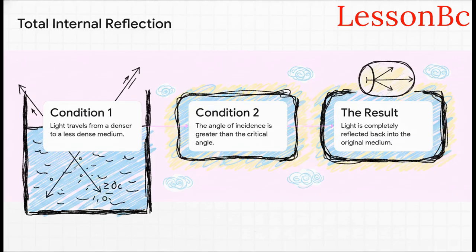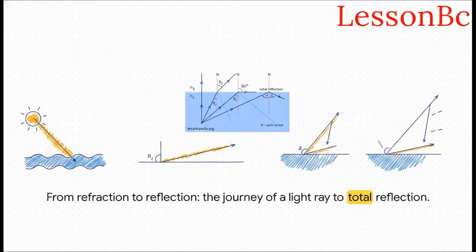And for it to happen, these two conditions have to be met. First, light has to be trying to leave a denser medium for a less dense one. And second, the angle it hits the boundary at has to be greater than that critical angle. We can see the whole story right here in this one diagram. The first ray of light gets out, it refracts. The second one hits that exact critical angle and just skims the surface. But look at that third ray. Its angle is now past the critical angle. It literally can't escape. Instead, it's perfectly reflected back down into the water, just like it hit a perfect mirror. That, my friends, is total internal reflection.